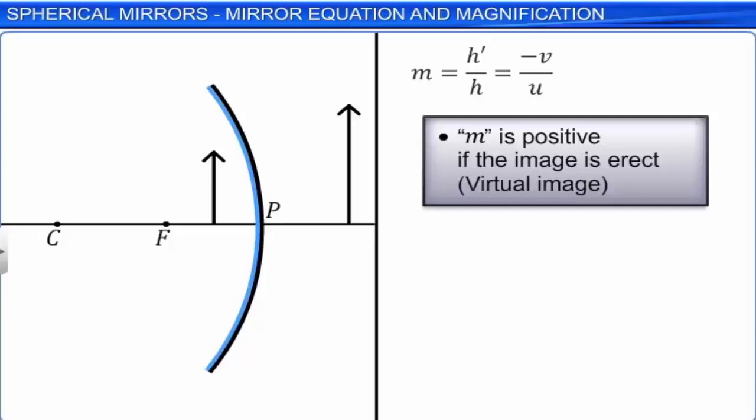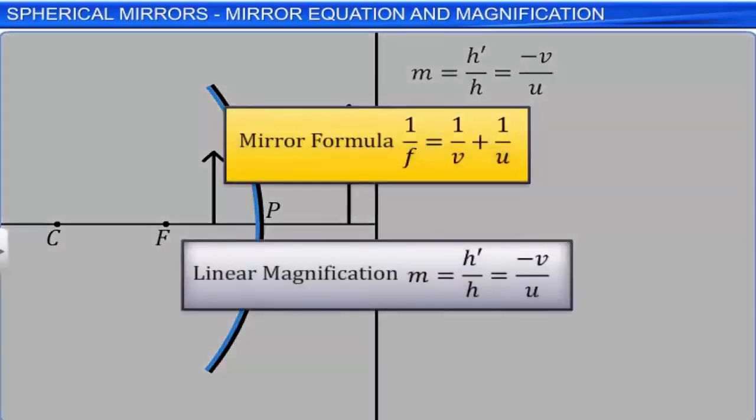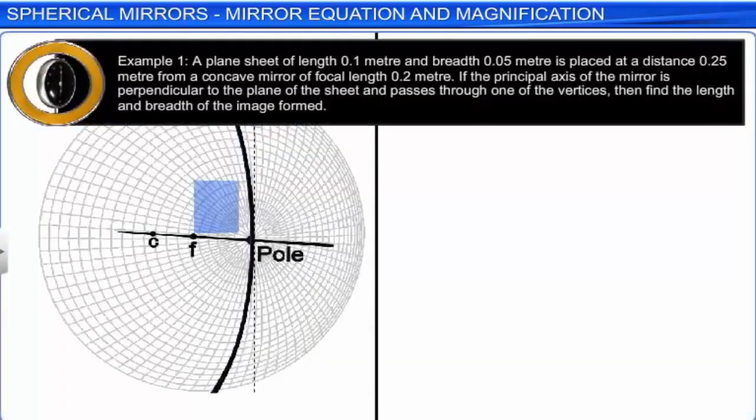Example 1. A plane sheet of length 0.1 meter and breadth 0.05 meter is placed at a distance 0.25 meter from a concave mirror of focal length 0.2 meter. If the principal axis of the mirror is perpendicular to the plane of the sheet and passes through one of the vertices, then find the length and breadth of the image formed. Solution.